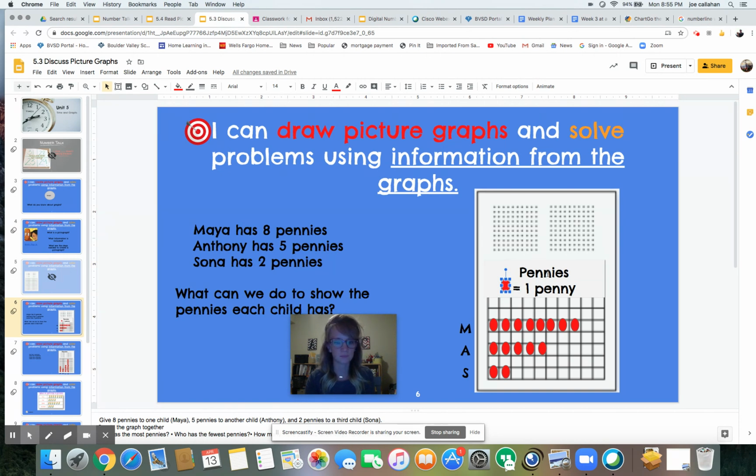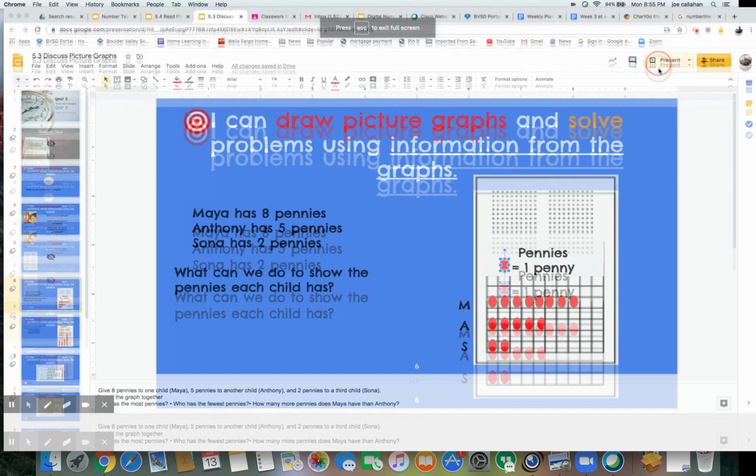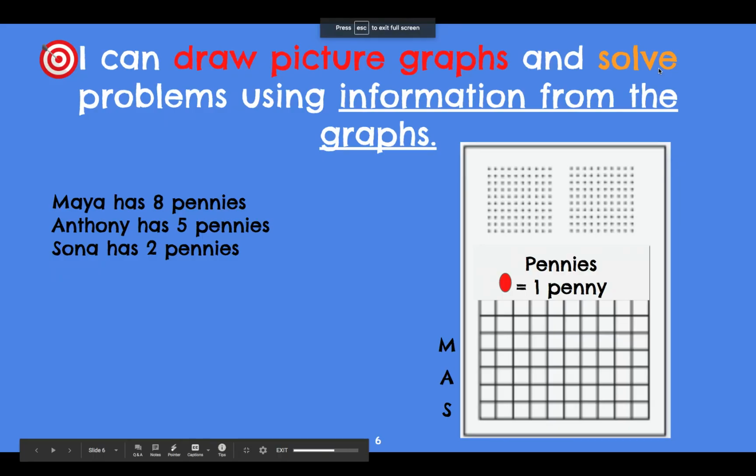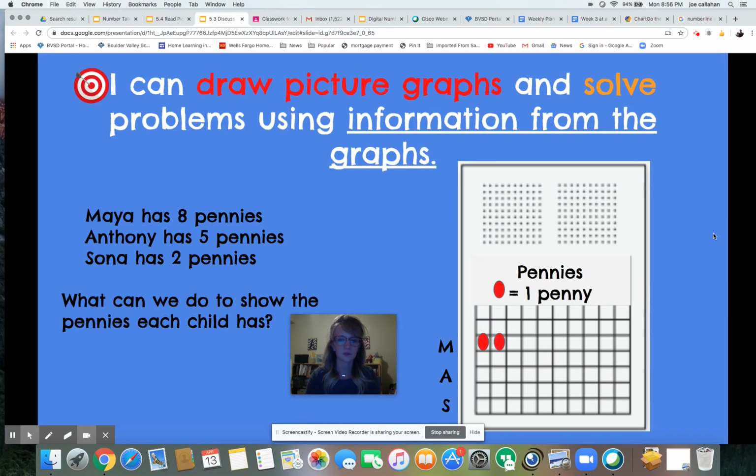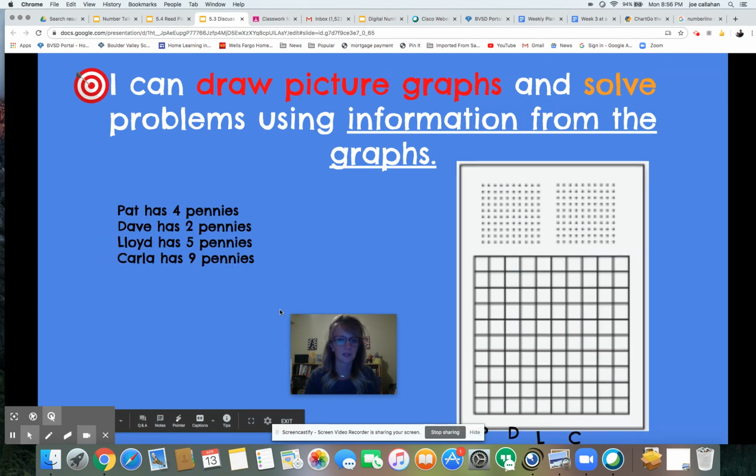Do we have a title? Do we have a key that tells us what each picture means? And does our data here match the data that we started with? It sure does. All right. Now let's look at this data that we have. Pat has 4 pennies, Dave has 2 pennies, Lloyd has 5 pennies, and Carla has 9 pennies.